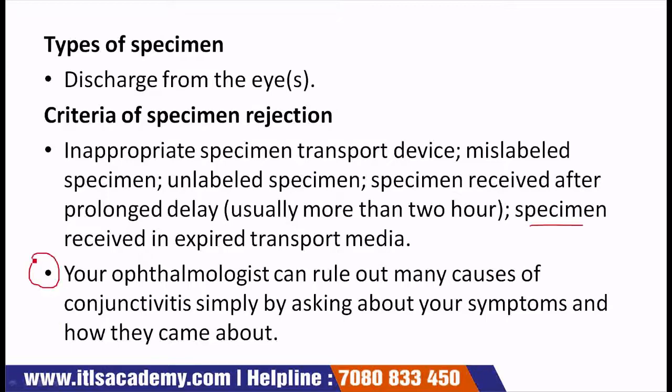Next point in criteria of specimen rejection is, your ophthalmologist can rule out many causes of conjunctivitis simply by asking about your symptoms and how they came about. He or she also asks whether you have been in close contact with other people who have conjunctivitis and if any irritant has come into contact with your eye.